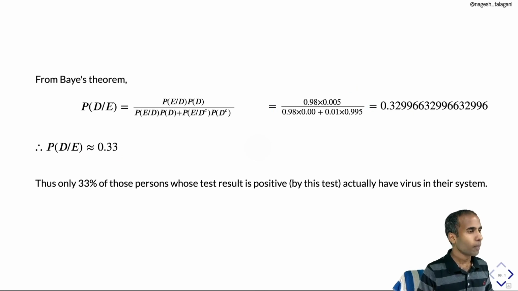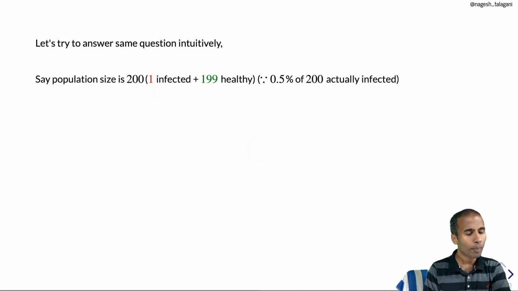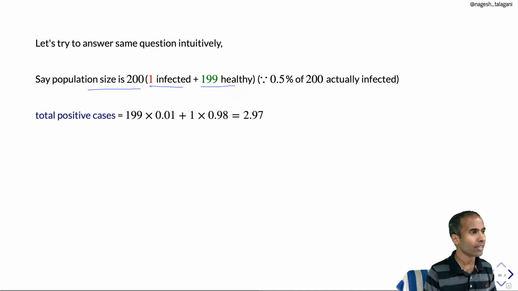Now, let's try to answer the same question intuitively. Fine. Say the population size is 200, in which 0.5% of the population is infected. So, 1 is infected, 199 are healthy. Okay, so the total number of positive cases we will get is this. See, 1% of healthy people get a positive result, 98% of infected people will get a positive result.